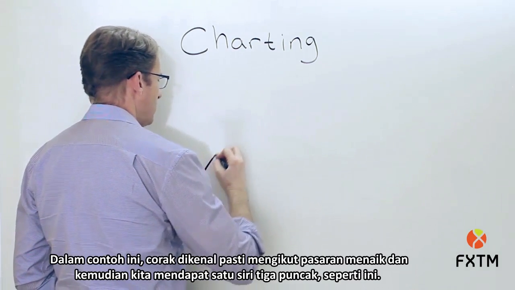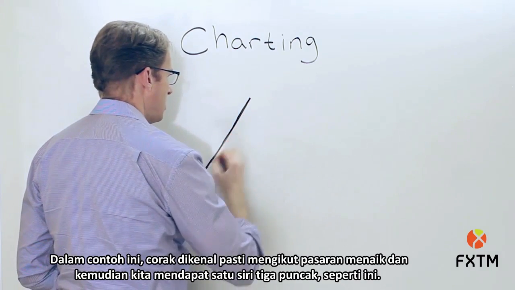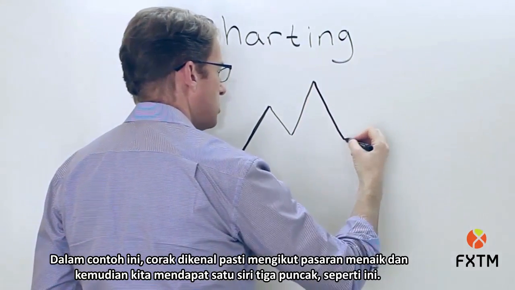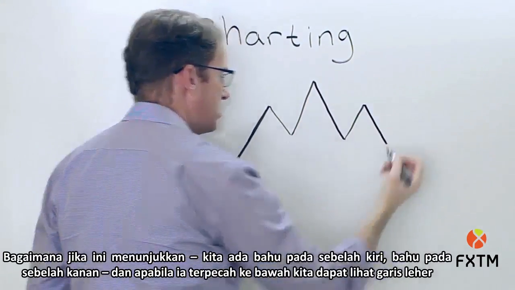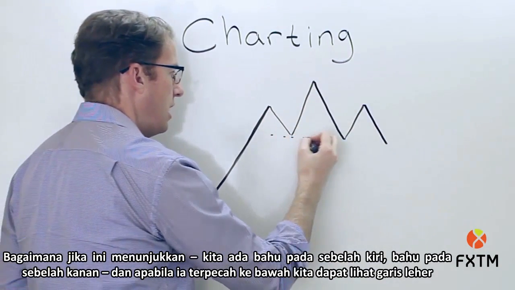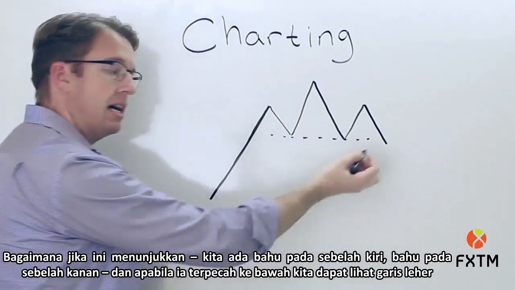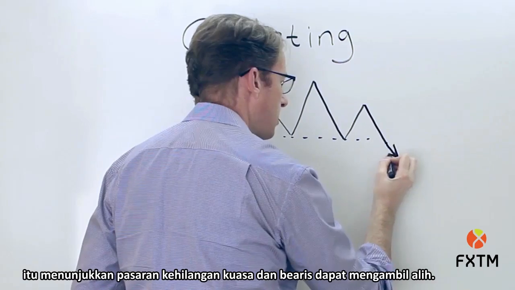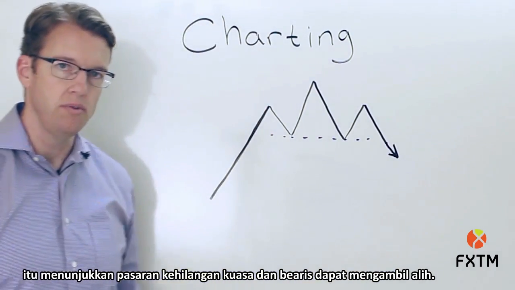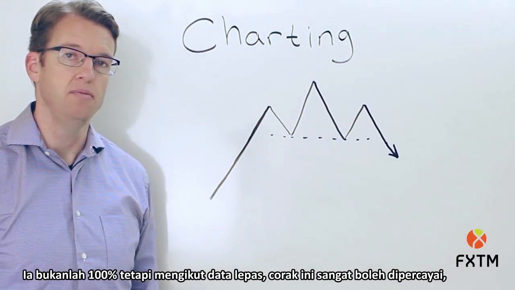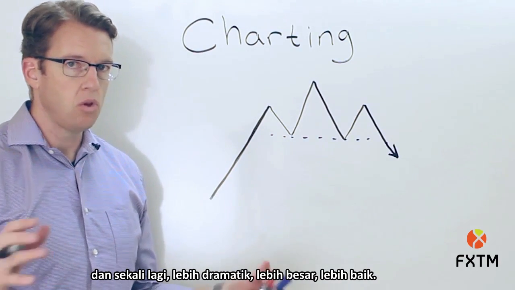The pattern is identified by, in this case, a rising market, and then we get a series of 3 peaks. So just like this. We've got a shoulder on the left, a shoulder on the right, and we have a head here in the middle. And when it breaks below the neckline, what that's indicating is that the market has run out of steam and that bears are able to take control. Now, it's not going to be 100%, but historically speaking, this is a very reliable pattern. And again, the more dramatic, the larger, the better.